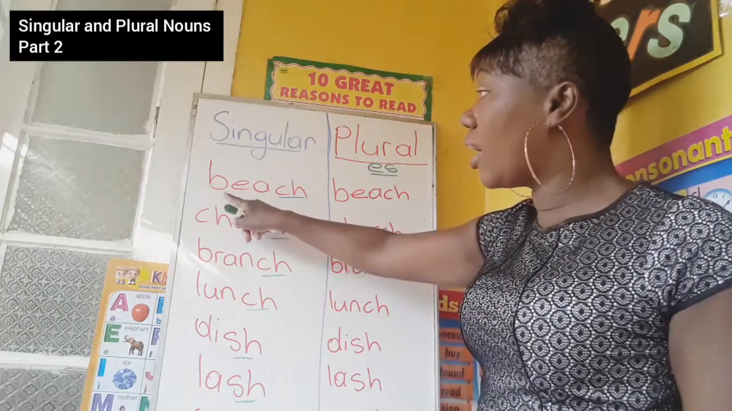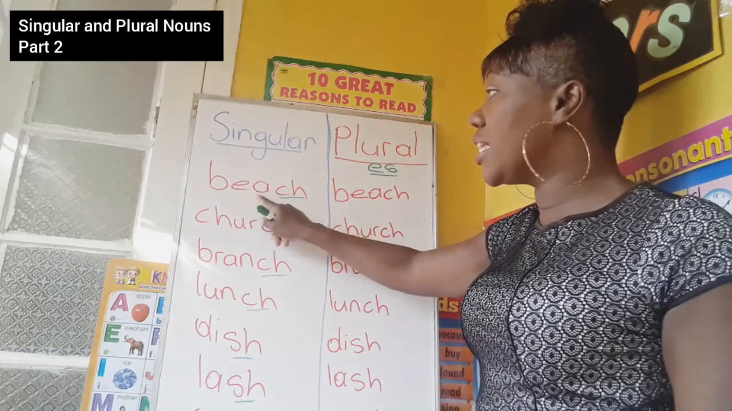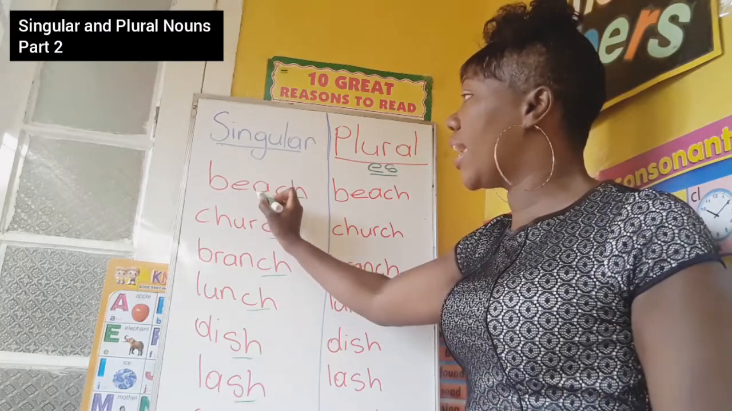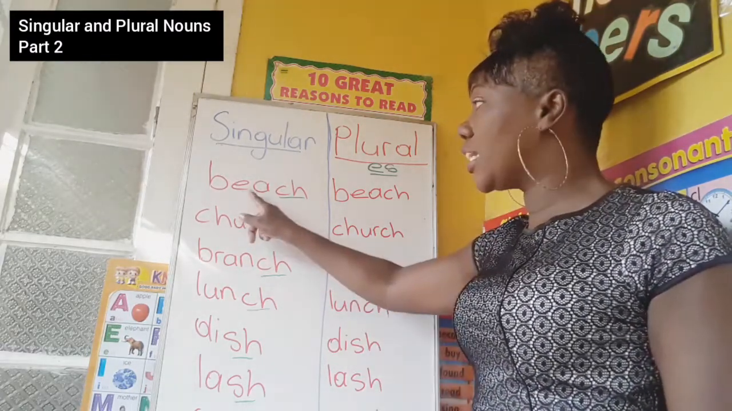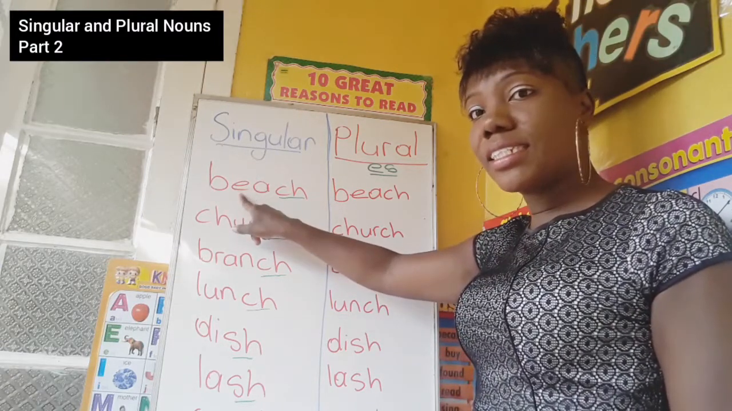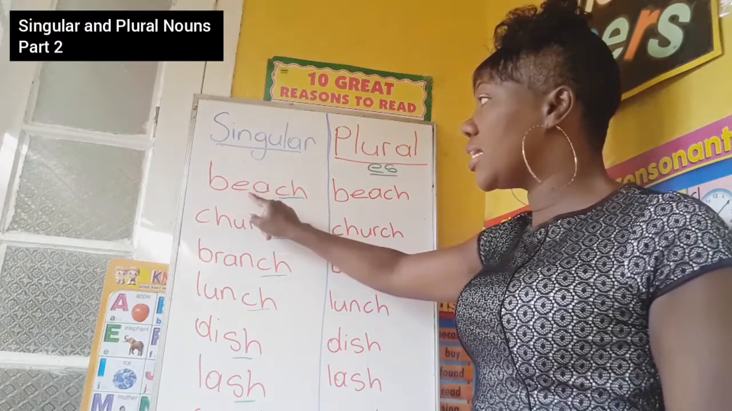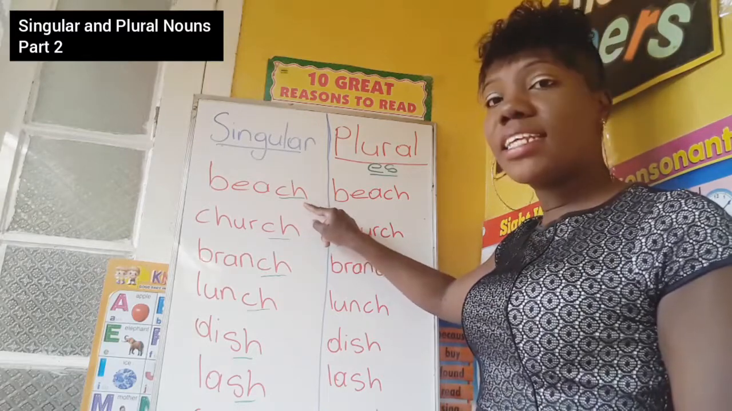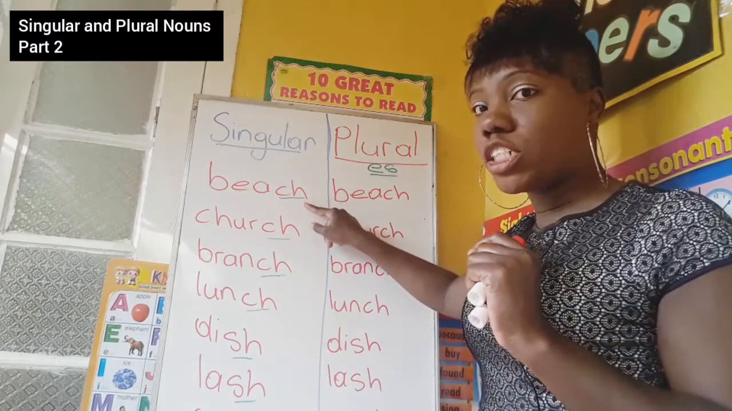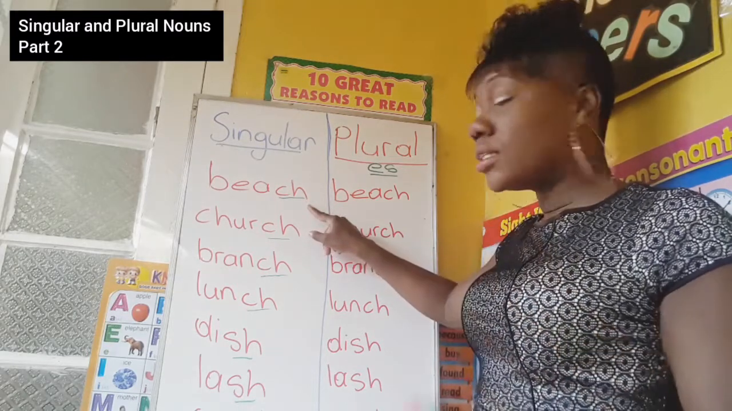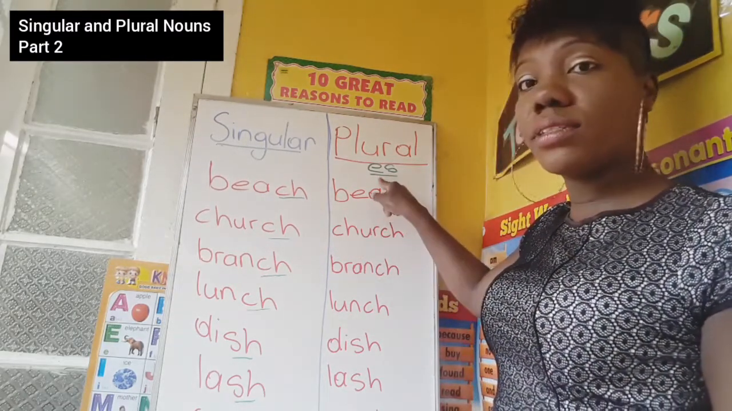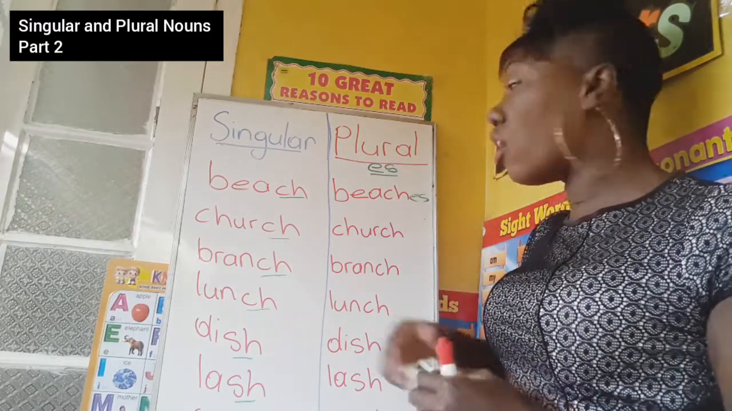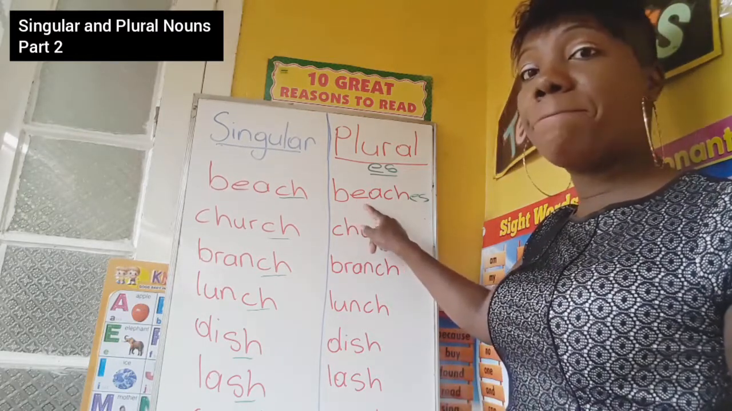Now this is singular: beach. E and A are vowels, and when two vowels are beside each other in a word, the first one says its name. So this is beach, and C and H say ch. This is one beach, singular beach, because singular means one. And to make it plural, we add ES. So this is no longer one beach. Now this is beaches.